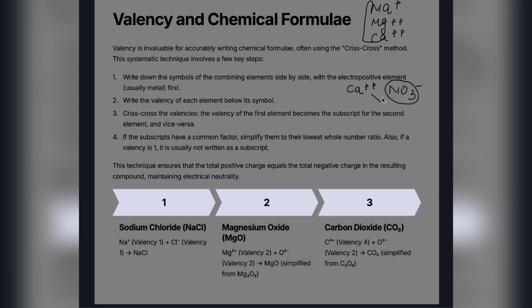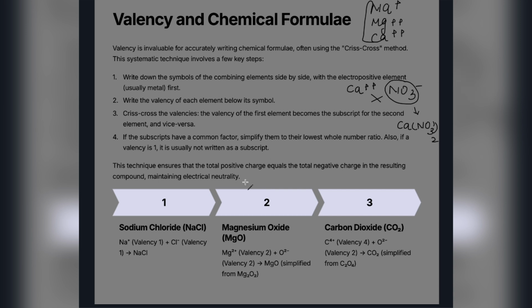Now, crisscross the valencies, and the formula that we will get is Ca(NO3) whole twice. We need to write brackets here because there is a group of atoms. NO3 is a group of atoms. It's not an element, it's an ion.